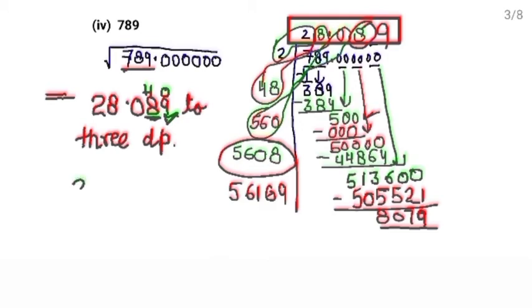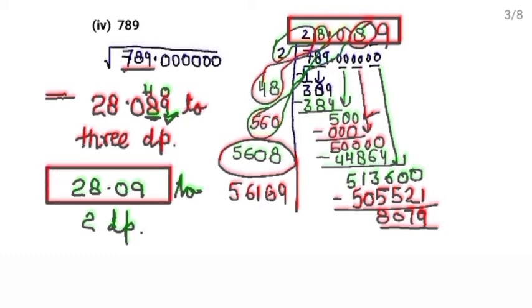It will become 28.08 plus 1, 9, 0. And in the decimal number, if 0 is at the end, it doesn't make any sense. So you can remove it. So now this 28.09 is the square root near to the 2 decimal place, right? So this is your correct answer.